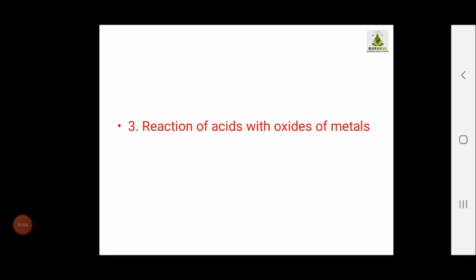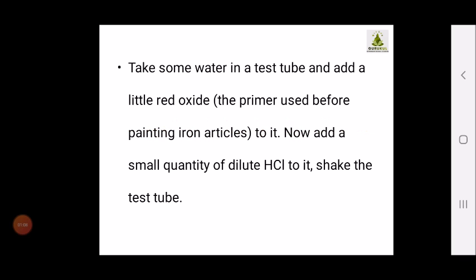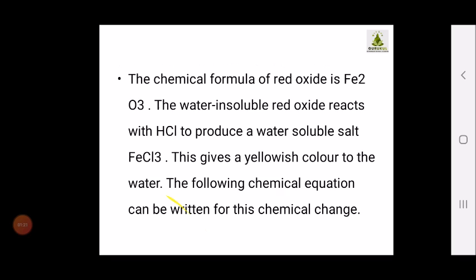What happens when acids react with oxides of metals? For this, take some water in a test tube and add a little red oxide to it. Now add a small quantity of HCl to it and shake the test tube.